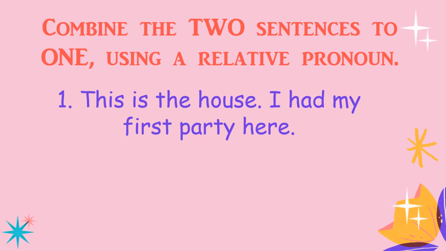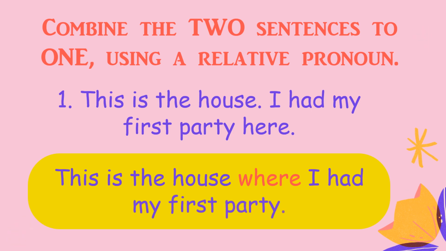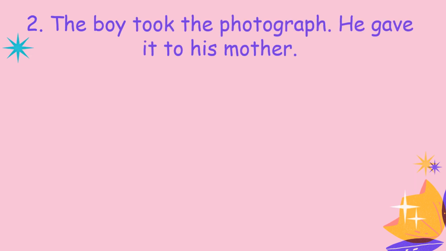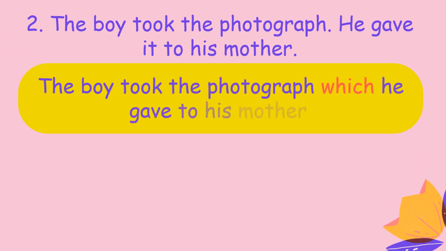Now you have to combine these two sentences like this. This is the house where I had my first party. So you have combined these two sentences using relative pronoun where. Understood? The second one, the boy took the photograph. He gave it to his mother. Now combine these two. The boy took the photograph which he gave to his mother. So relative pronoun is which.